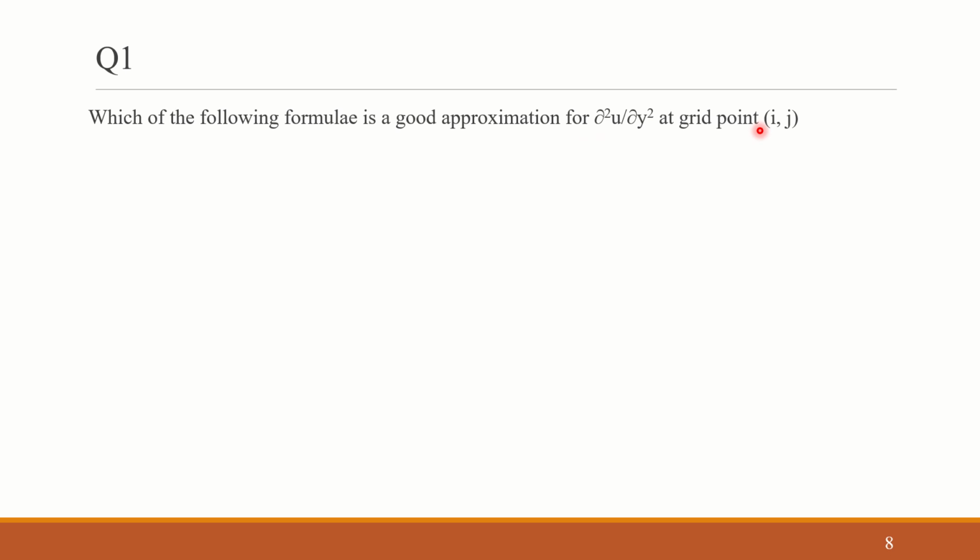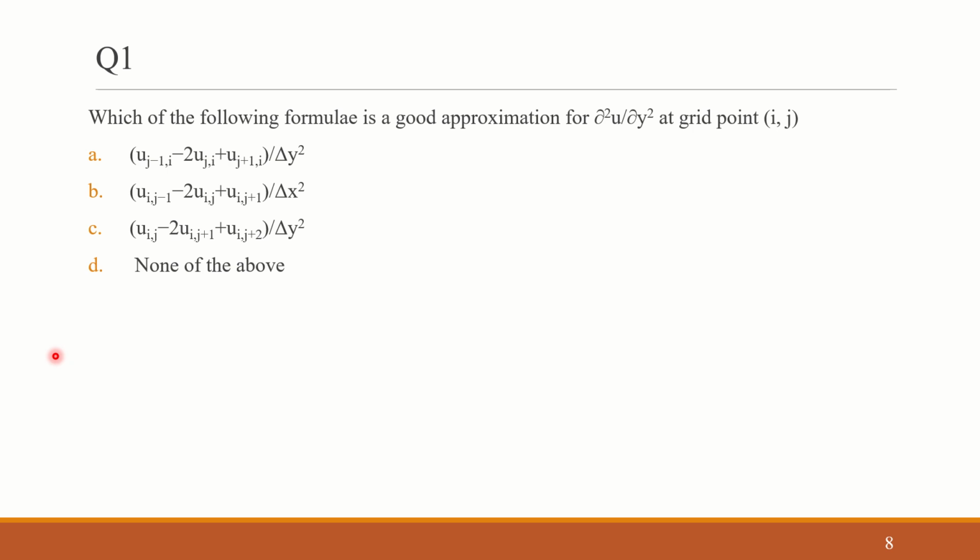So options we will see first. Option A is u(j-1, i) minus 2u(j, i) plus u(j+1, i) divided by Δy². Second one is u(i, j-1) minus 2u(i, j) plus u(i, j+1) divided by Δx². And C is u(i, j) minus 2u(i, j+1) plus u(i, j+2) divided by Δy². And D, none of the above. So the answer is actually none of the above. We'll see how in the next slide.